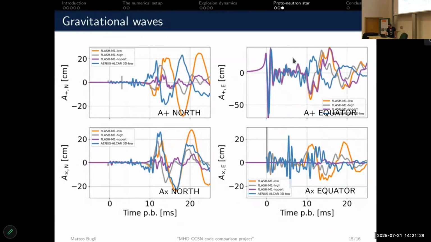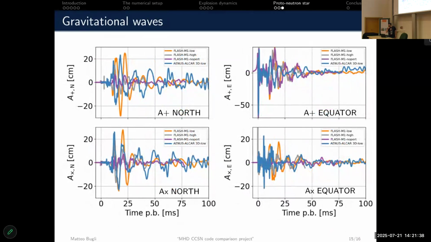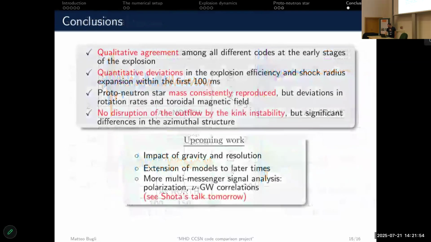arising between the codes. The A+ at the equator seems to be lasting more similar to the codes for longer, but as we continue, we start appreciating different amplitudes, different frequencies, and then, if we follow them long enough, that memory signal due to the non-axisymmetric expansion of ejecta. So we probably need more data and longer simulations to characterize it better.